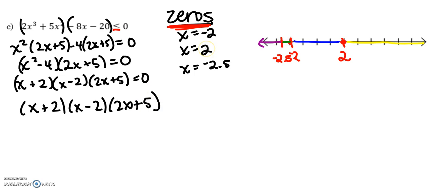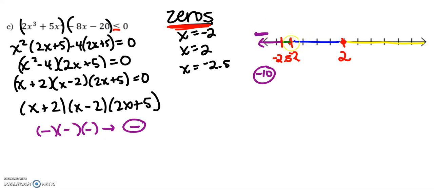Number less than negative 2.5. I'm going to go with negative 10. Negative 10 plus 2 is a negative number. Negative 10 minus 2 is a negative number. Negative 10 times 2 is negative 20 plus 5 is still a negative number. Overall, this thing is going to come back as a negative result.